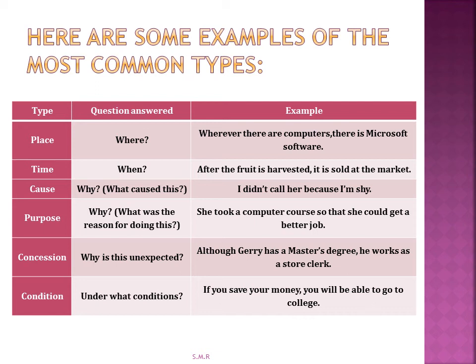I didn't call her because I'm shy. Because I'm shy is the adverb clause. As you can see, we didn't put any comma before because it is in the middle. I didn't call her is the main clause. She took a computer course so that, which shows the result, she got a better job, and so on.